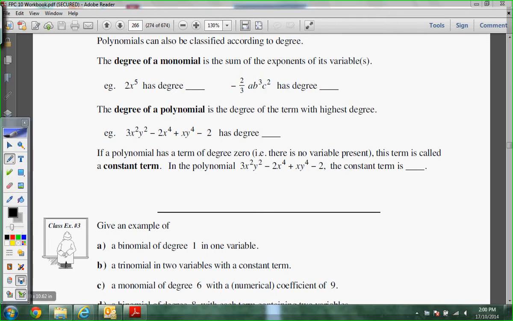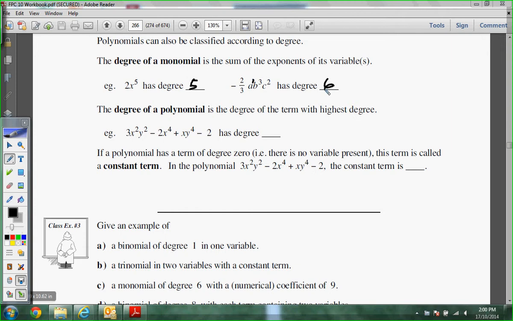The degree of a monomial is the sum of the exponents of its variables. So the tricky part, remember you guys, a lot of people mess up with this. When you have 2 variables, for the degree you have to add the A's and the B's highest exponent. Okay. So this one here has a degree of 5. And then this one here has a degree of what? 6, right? The A is a 1. So 3 plus 2 plus 1. So a degree of 6.